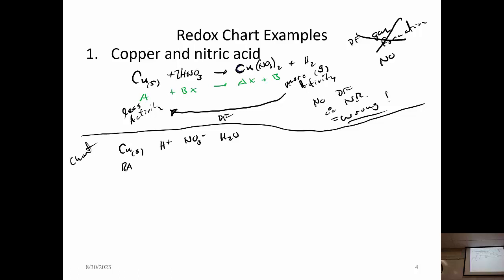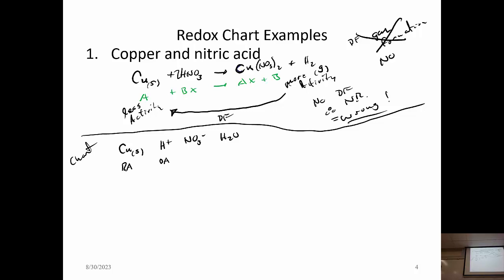H plus, does H plus occur on both sides or just one side? Yeah, the right side or the left side? So is it an oxidizer? Yeah, left. It's an oxidizer.